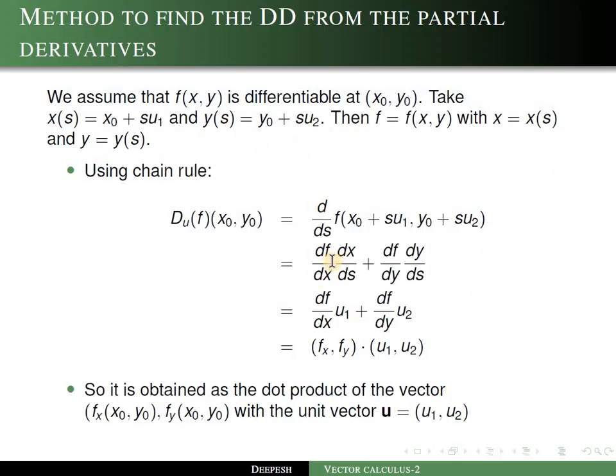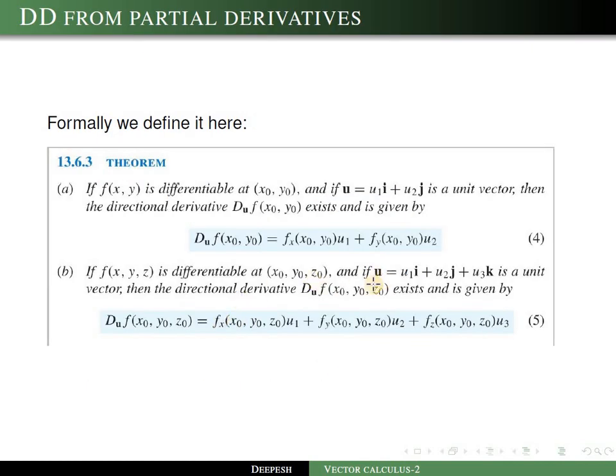In the slides, there is a small mistake. It should be dou f by dou x, because f is a function of x as well as y. So it should be partial derivative. This is a partial derivative, and this is also a partial derivative. So fx and fy. You can say that even in the three variable case, if you substitute x naught plus s u1 as x, y naught plus s u2 as y, and z naught plus s u3 as z, then also you can derive that D_u f at the point is equal to fx comma fy comma fz, which is the gradient of f, dot product with u1 u2 u3, which is u cap.